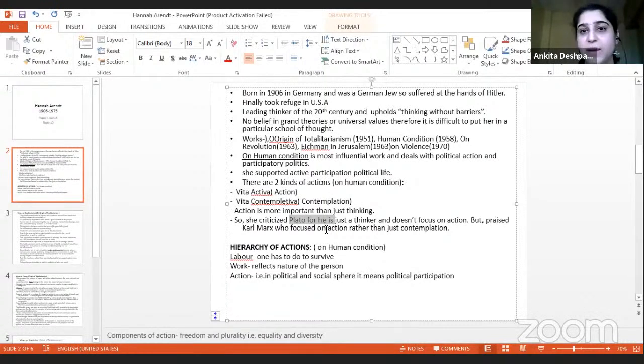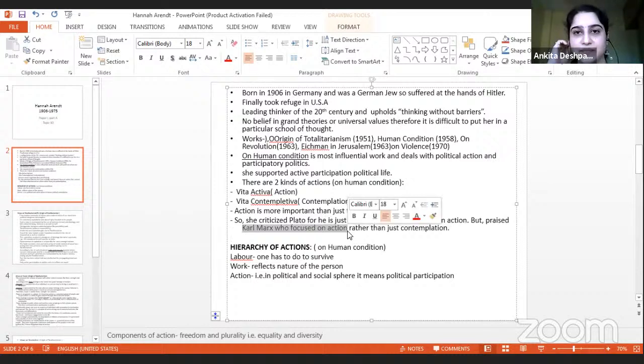When I teach you Karl Marx, the class struggle, the concept of revolution, you'll understand. He's actually talking about revolution, he's talking about class struggle. All right. So that's why she criticizes Plato, saying he's just a thinker, but praises Karl Marx for focus on action. Karl Marx is also equally impractical.